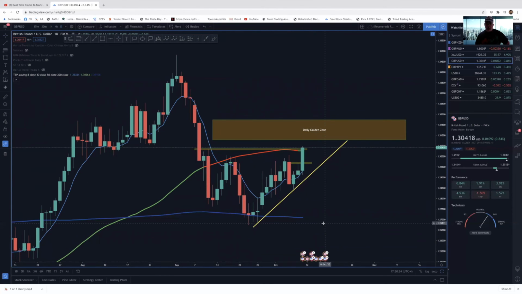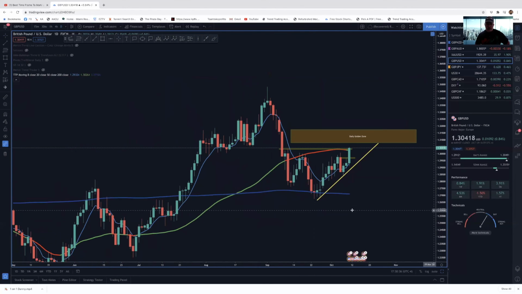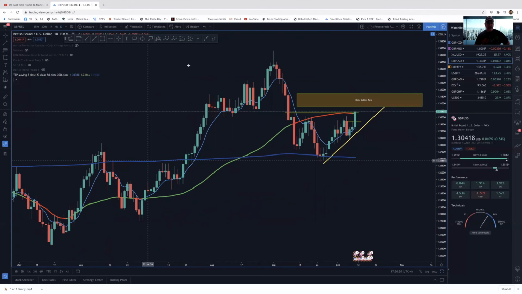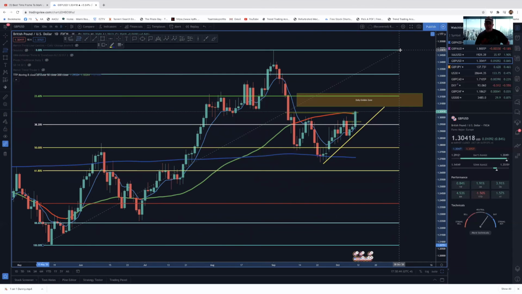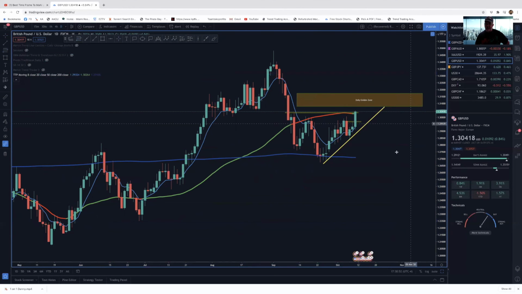But overall, in the long scheme of things, this is a shallow retracement. Well, no, not shallow. It bounced off of the 50. Sorry, guys, it bounced over the 50. So we're looking at a potential move to the upside, but there's a golden zone there it's going to run into. And right now it is at resistance.